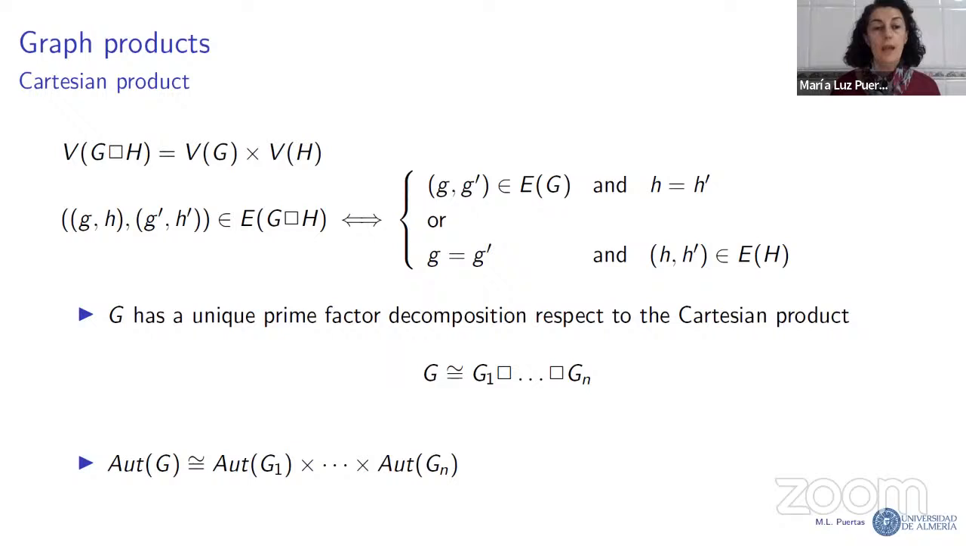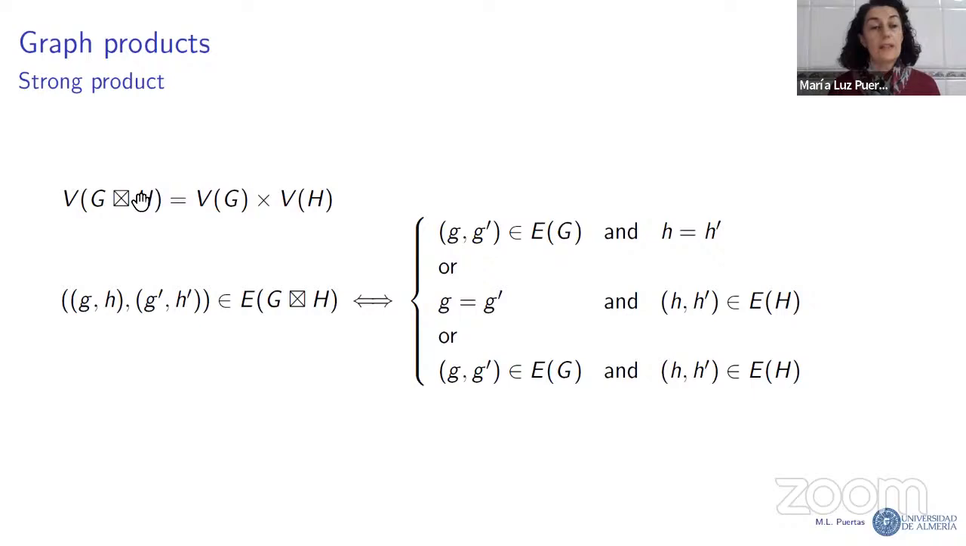And about the strong product, the vertex set is exactly the same, the Cartesian product of both vertex sets. However, the edges are different. So we have here two vertices, (g,h) and (g',h'), in the strong product. These vertices are adjacent if and only if the first two conditions are the same as the conditions for the Cartesian product, but we have here an extra condition. These two vertices are adjacent if the first coordinates are adjacent and also the second ones are adjacent. So we have more edges in the strong product than in the Cartesian product.